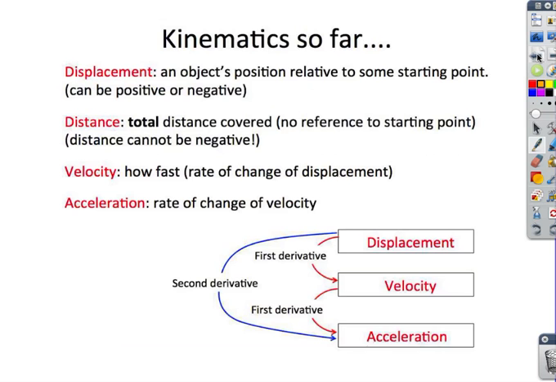Next slide. All right, so again, like I said, in kinematics so far, we've been looking at the displacement, first of all, which is the object's position relative to some starting point, and it can be positive or negative. Distance, however, is the total distance covered, and it doesn't matter what the reference to the starting point is, and distance cannot be negative. It's what you accumulate. Whenever you're moving, doesn't matter which direction, you're accumulating distance. The velocity, again, is just how fast, the rate of change of displacement, and the acceleration is the rate of change of velocity. And again, the picture at the bottom here shows fairly clearly what we're doing.